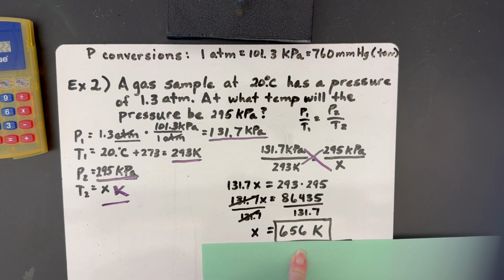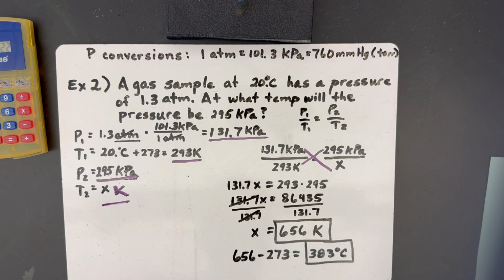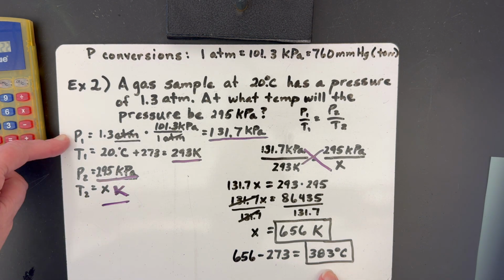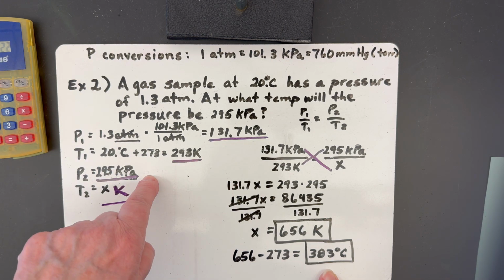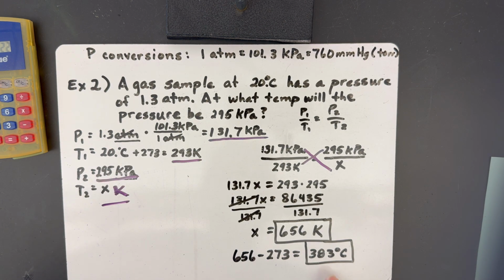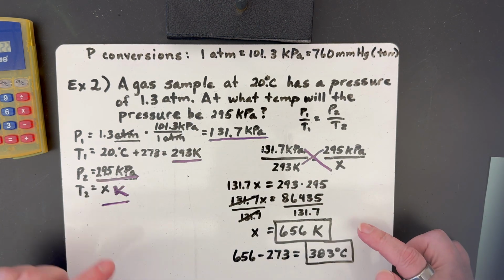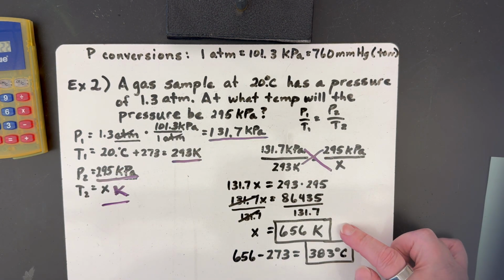If you're asked for Celsius, just subtract 273. So this is Kelvin. We subtract 273 to get Celsius. Notice our pressure went from 131 to 295. Pressure went up, so temperature should go up, and it went from 293 to 656, so it definitely went up.